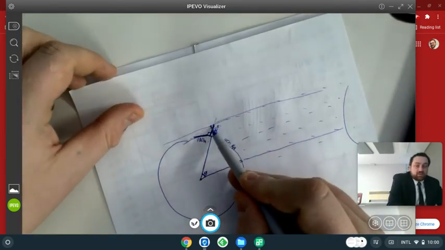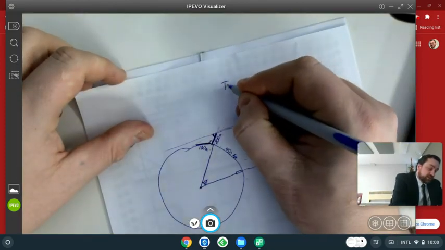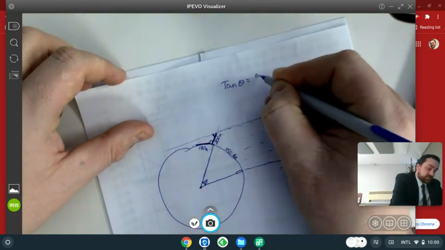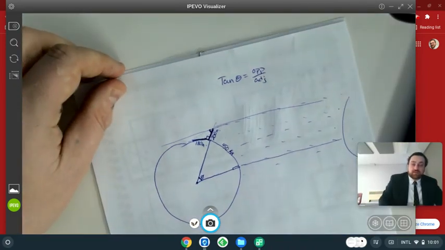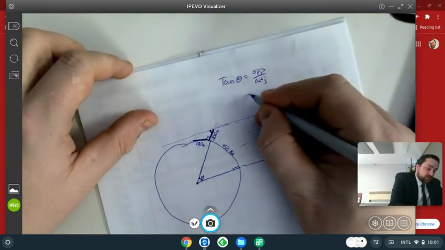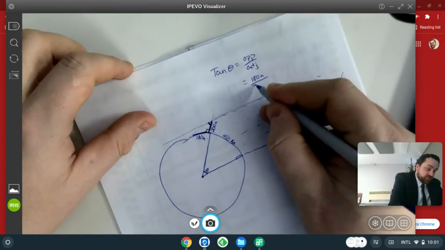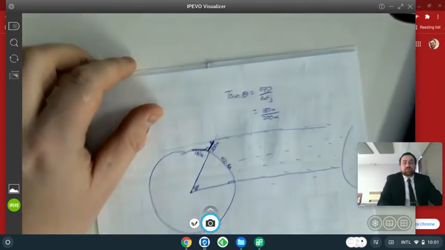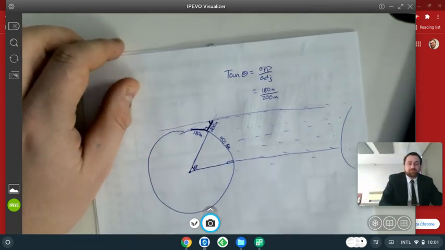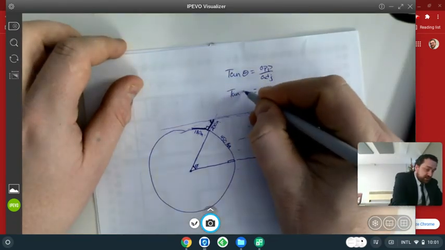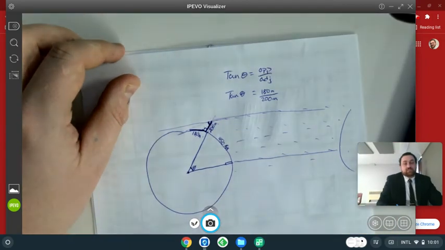So this was the angle he wanted. So he knew the opposite and he knew the adjacent. So he actually needed tangent, because tangent of theta equals opposite over adjacent. Now he knew the opposite was 180 meters, and he knew the adjacent was 200 meters. Now these aren't the numbers that are going to be on the problem on the test, but it's going to be the same procedure, okay?